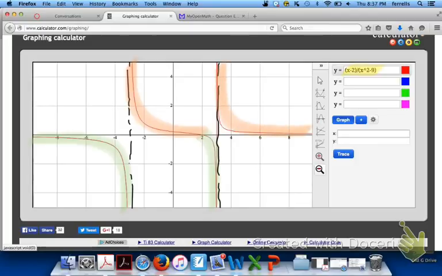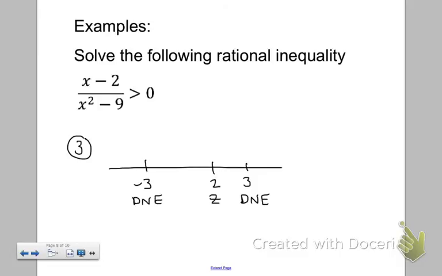Okay. So that being said, let's go fill in that number line now in our notes. From negative infinity to negative 3, based on that graph I just saw, I have a negative in that range. From negative 3 to 2, it was positive. From 2 to 3, it was negative. And from 3 to infinity, it went back to positive.